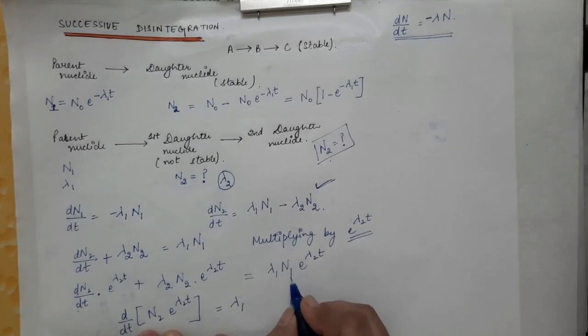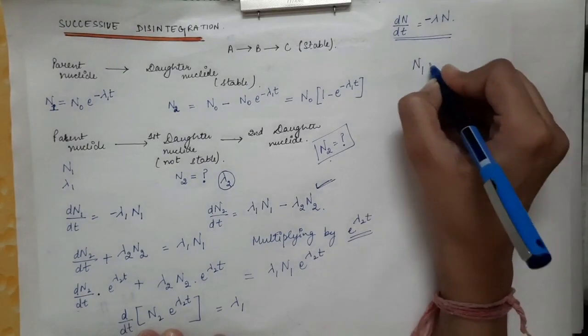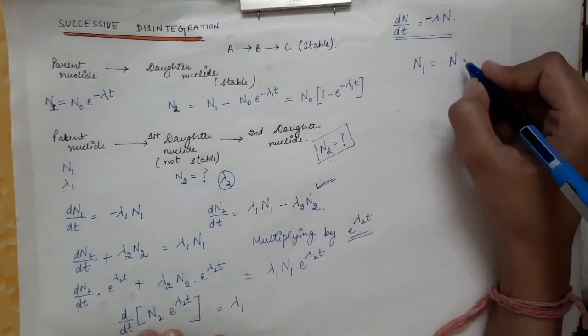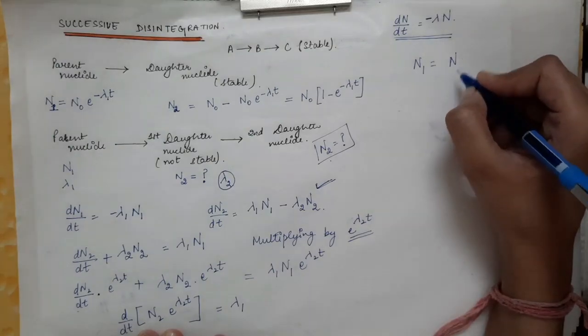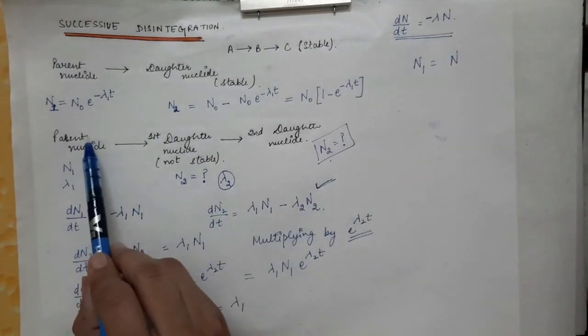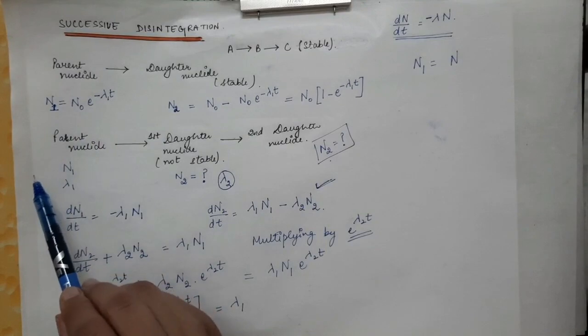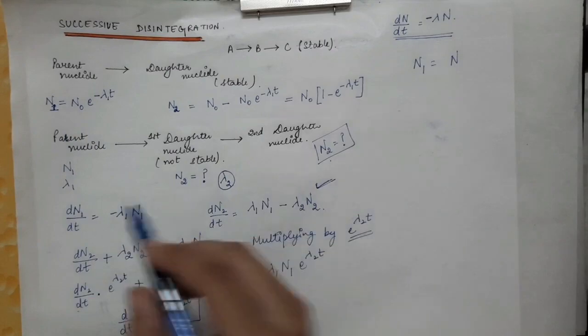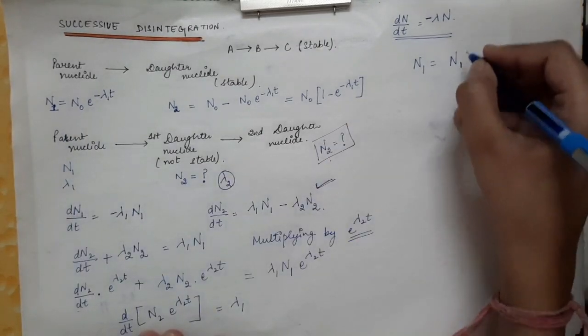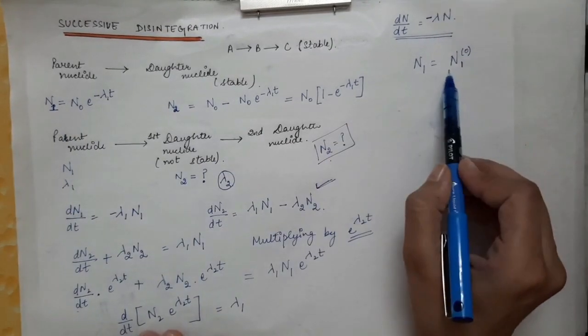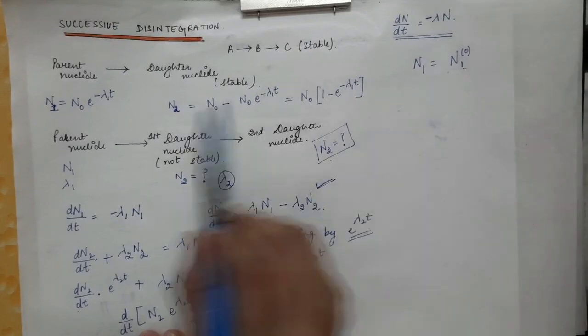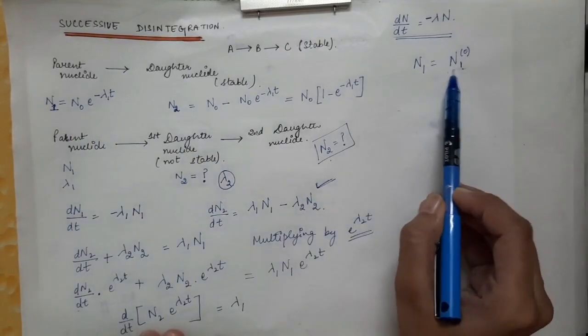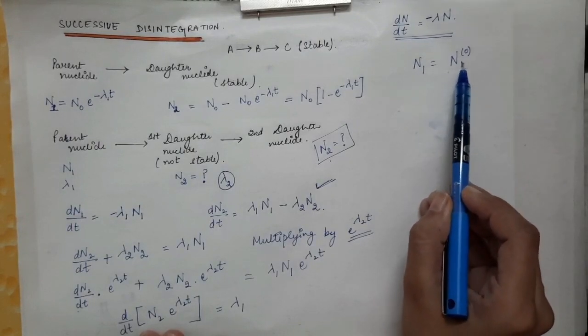Now what is N1? It is the number of parent nuclei which are undecayed in the sample at time t. So N1 will be given by N0. For the parent nuclei, the number of parent nuclei at time t equal to 0, here we had taken as N0, but for simplicity we will take as N10. So this denotes the number of parent nuclei. This is nothing but equal to N0.